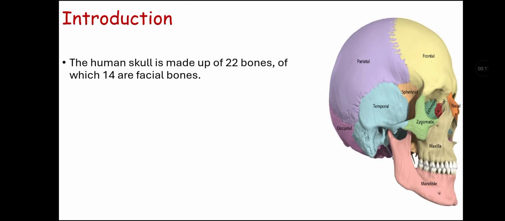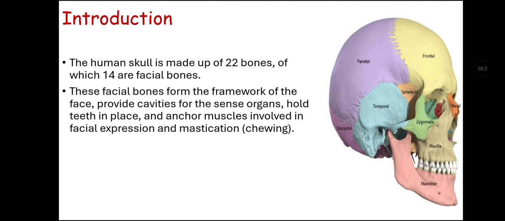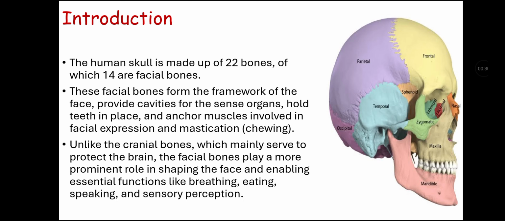The human skull is made up of 22 bones, of which 14 are facial bones. These facial bones form the framework of the face, provide cavities for sensory organs, hold teeth in place, and anchor muscles involved in facial expression and mastication.